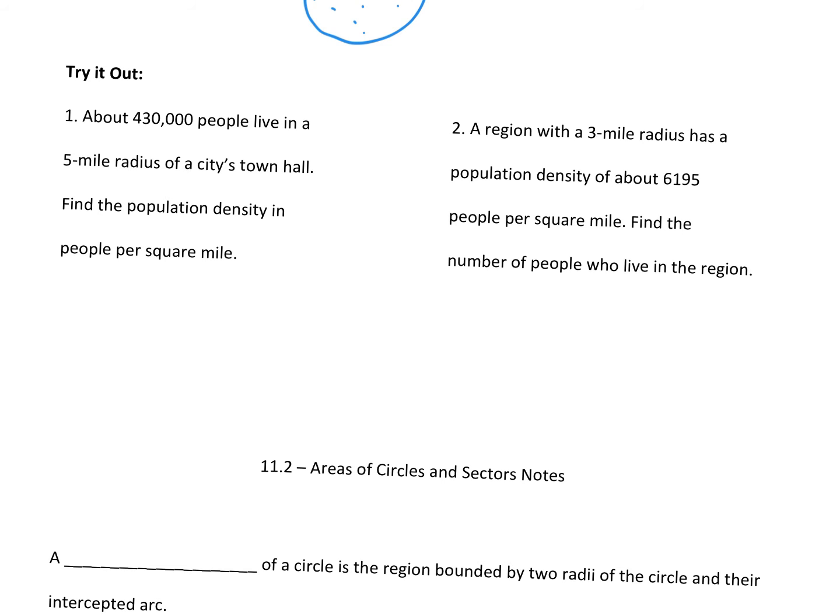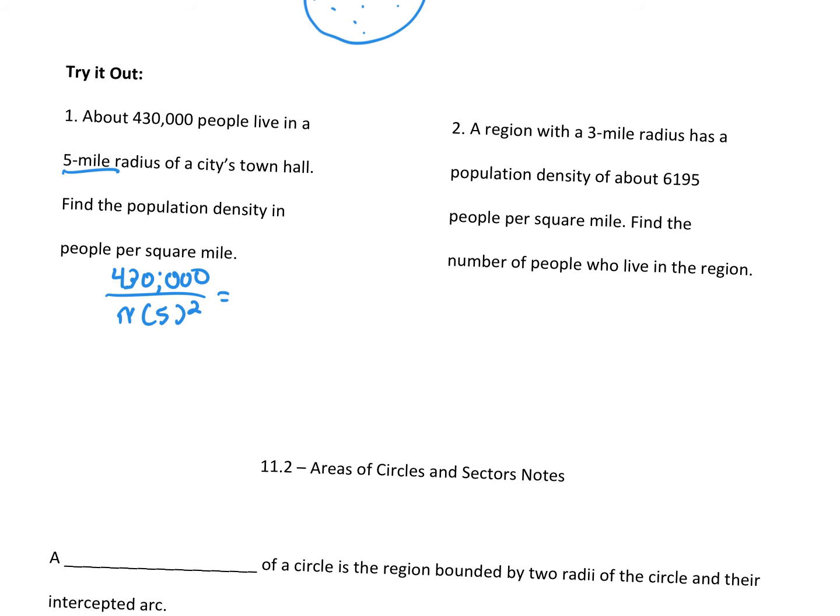About 430,000 people live in a 5-mile radius of a city's town hall. Find the population density per square mile. Well, they say the radius is 5. So it is the population, which is 430,000 divided by the area. The area, once again, is a circle. So it's pi times 5 squared. Put that all into our calculator.